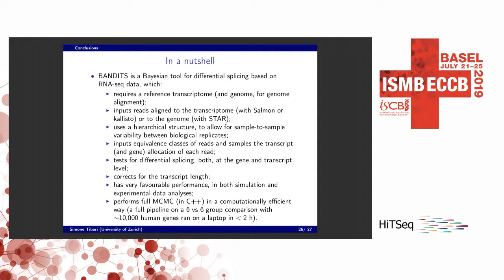It has a hierarchical structure so that you model the biological variability between samples, and it inputs the equivalence classes by using a latent variable structure and sampling the transcript allocation of reads and the gene allocation of reads when it's needed. We test for differential splicing at the gene level, but also the transcript level, so that you can also investigate what specific transcripts are significant in selected genes. And we introduce an offset to correct for the length of transcripts and provide the actual probability of expressing transcripts.